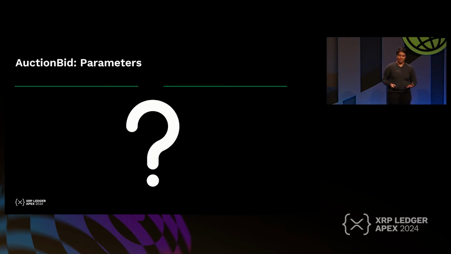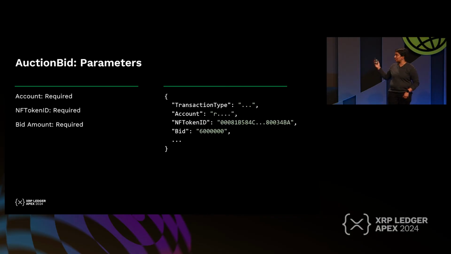All right. I think we've got it all. So we've got the account, the NFT ID, and the bid amount. Someone said the auction ID earlier. That would be one way to do it, but I simplified that a little bit by ensuring that the auction ID is created just from the NFT ID.